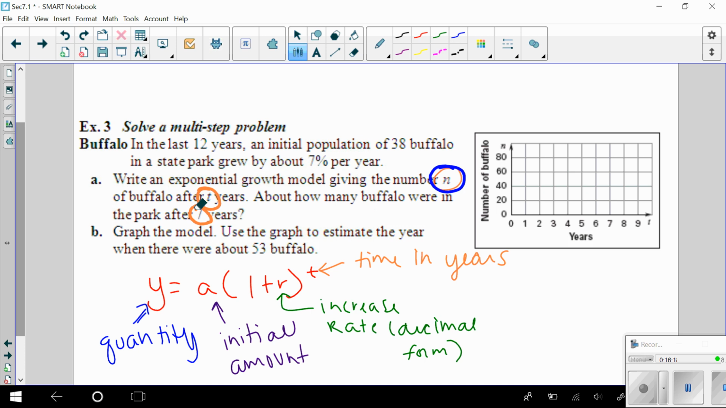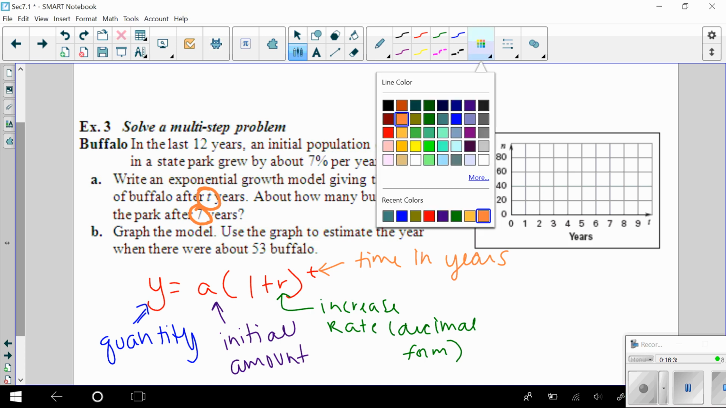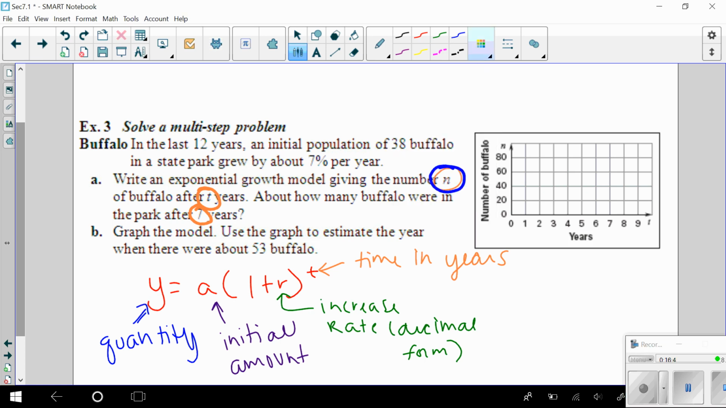And we're looking for time to be 7 years. So we're going to use this model, y equals a times the quantity 1 plus r to the t power. So if our initial population was 38, that's our a value. And it's growing by 7% each year.